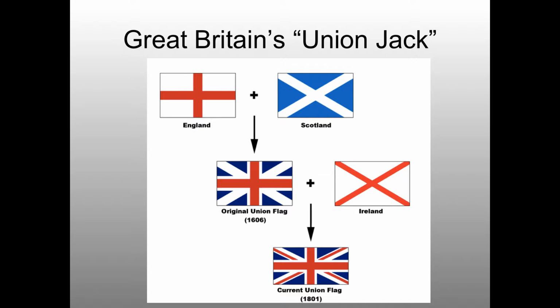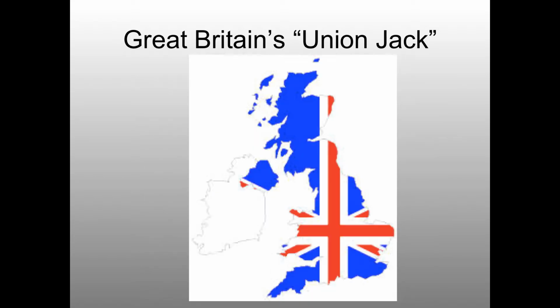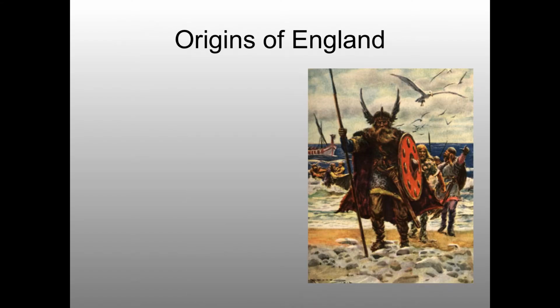When you mix the English flag and the Scottish flag, you have the original Union flag. Then you add the Irish flag, and you have the current Union Jack from 1801. As you can see right here, Great Britain is going to include in the north Scotland and part of Ireland, as well as England in the south.